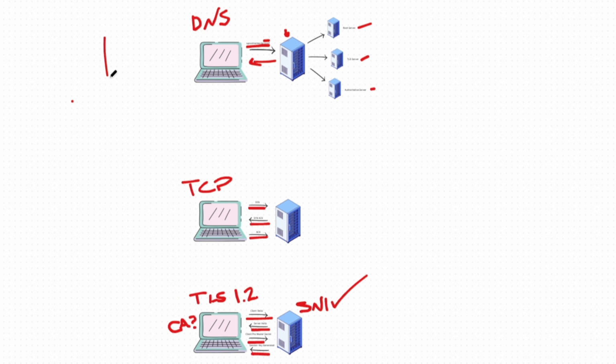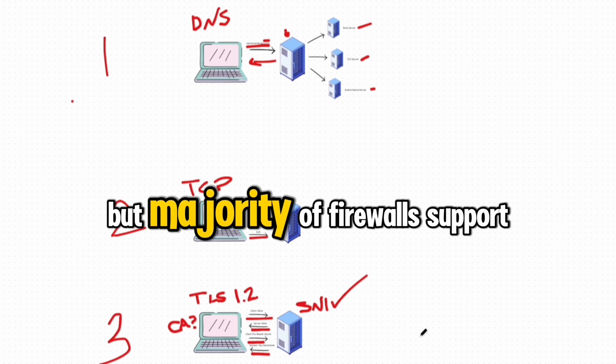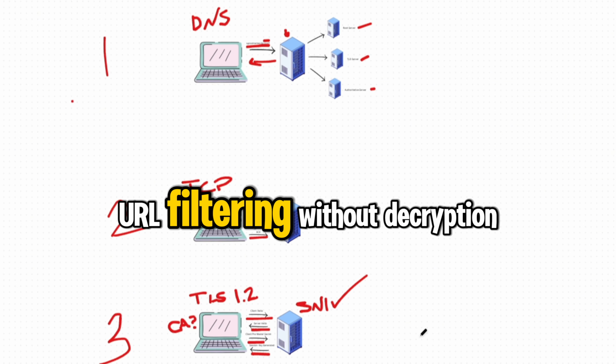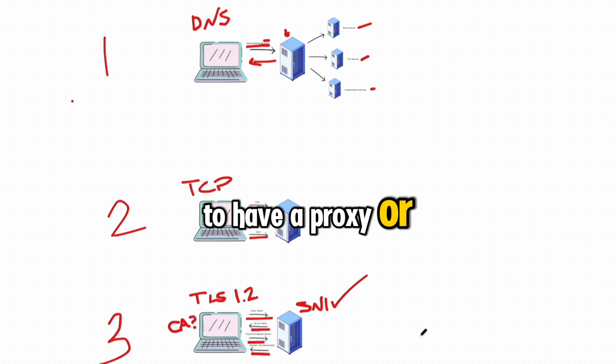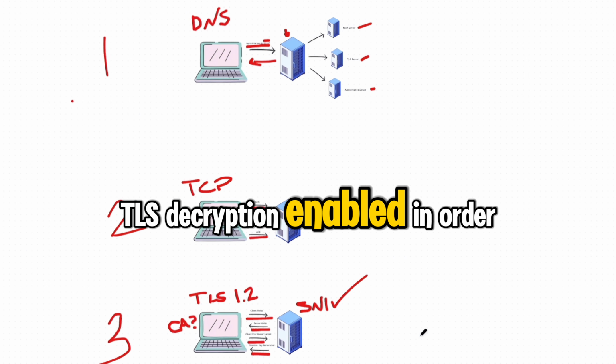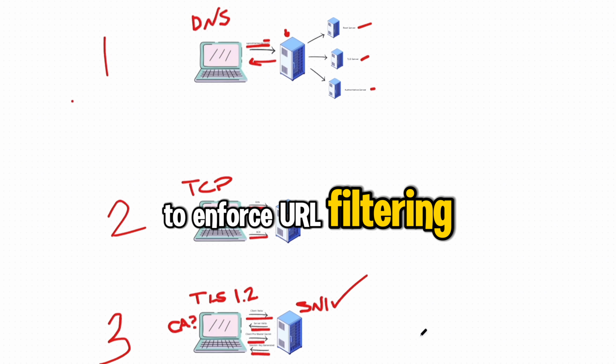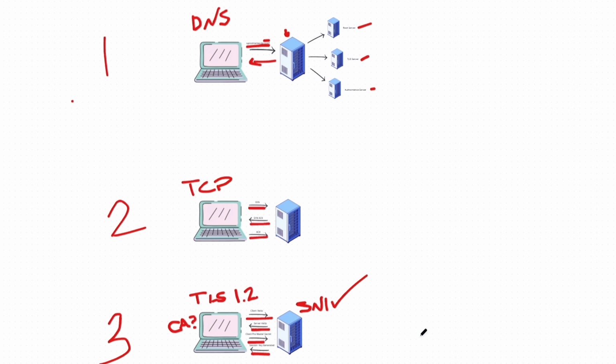So if we take a step back, there are 3 main steps that occur before we encrypt our traffic. Once traffic is encrypted, we need some sort of proxy solution to decrypt traffic. But the majority of firewalls support URL filtering without decryption, meaning that we don't have to have a proxy or SSL decryption, TLS decryption enabled in order to enforce URL filtering. If we think about it, that means that we have to be able to do this before the session itself is encrypted.